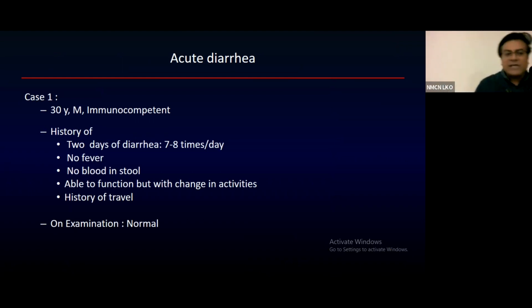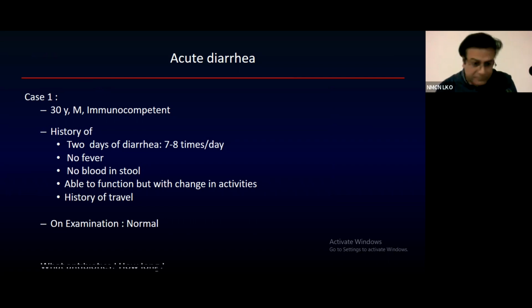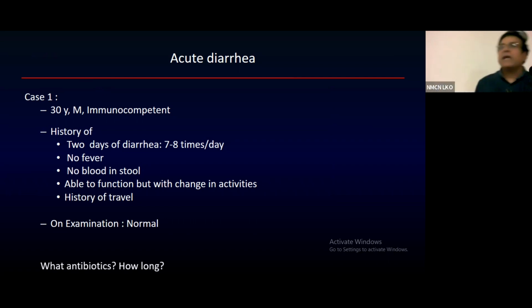So I begin with a case: a 30-year-old immunocompetent male with a history of 2 days of diarrhea, 7 to 8 times per day, no fever, no blood in stools, able to function, but with change in activities. There is a history of travel. On examination, there is no positive finding. So what antibiotics for how long?